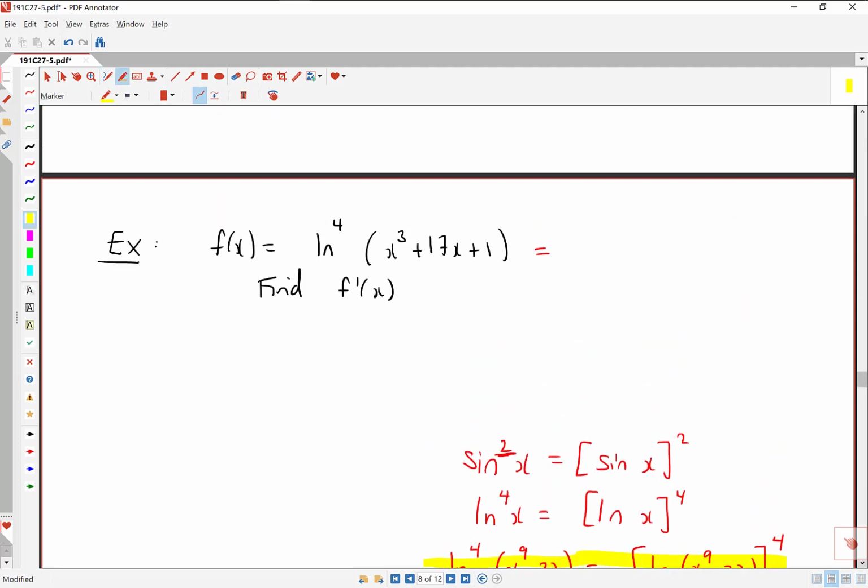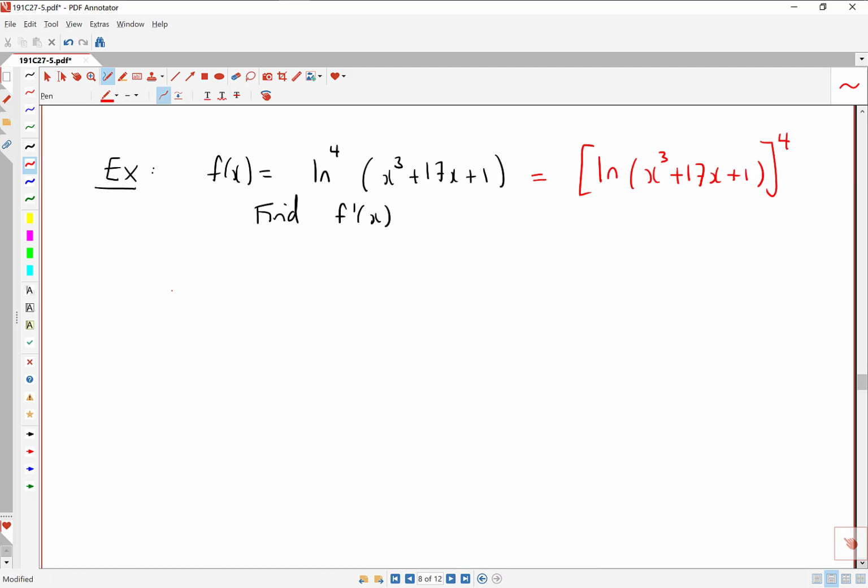Let's go back to our problem up here at the top of the screen. This means calculate ln of x cubed plus 17x plus 1, and then raise that to the 4th power. This is important because the 4th power is our outside function, and our inside function is the ln of this polynomial. So let's try the first step of our chain rule. The 4th power is our outside function, so it's going to come down in front. The power is going to decrease to 3. The inside function will stay exactly as is. And then we need to multiply by the derivative of that inside function.